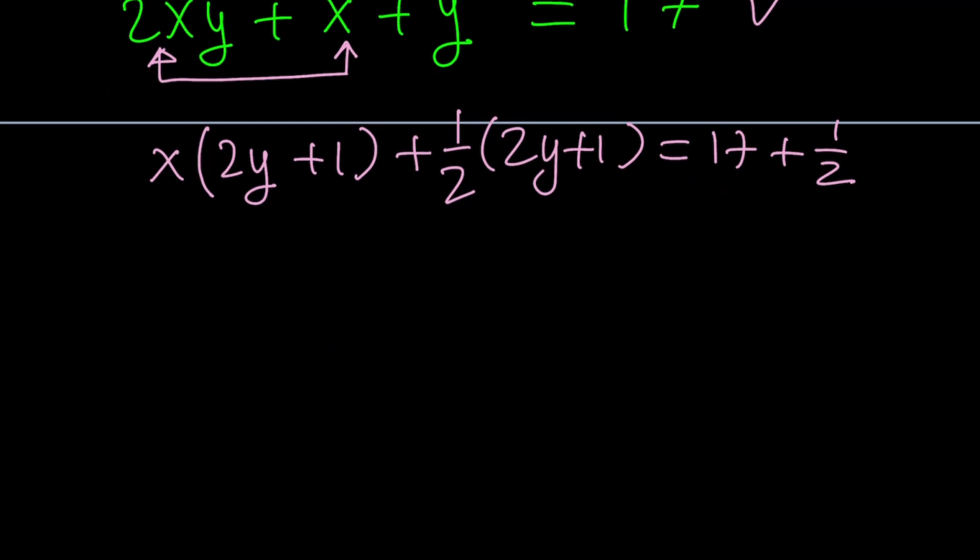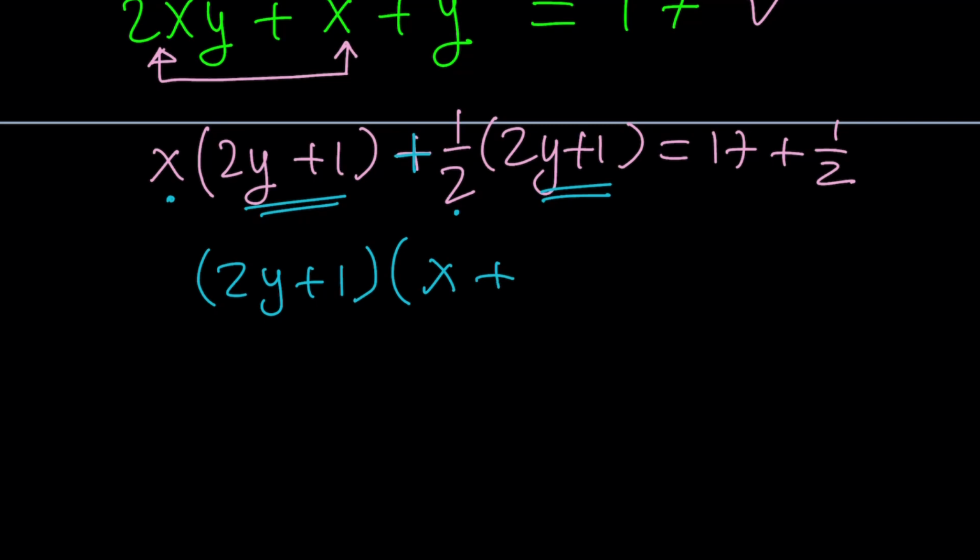Cool. Now, I'm happy because I have 2y plus 1 as a common factor, which I can take out. Let's go ahead and do it. 2y plus 1 is a common factor, and this is called factoring by grouping. So once you take that out, the second factor is formed by this plus this, because there's a plus sign. If there was a minus sign, you know what would happen, hopefully. And then this would be x plus 1/2. And the whole thing is equal to 17 plus 1/2.